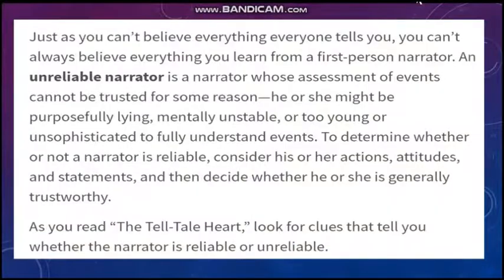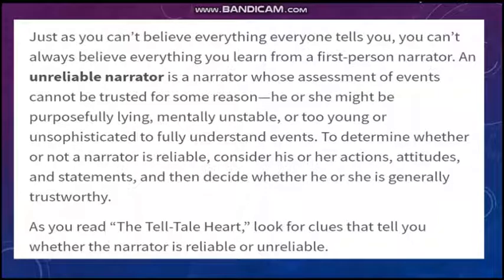So just as you can't believe everything everyone tells you, you can't always believe everything you learn from a first person narrative. An unreliable narrator is a narrator whose assessment of events cannot be trusted for some reason. He or she might be purposefully lying, mentally unstable, or too young or unsophisticated to fully understand events.